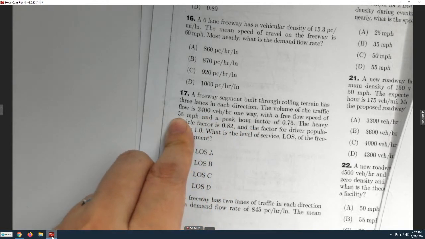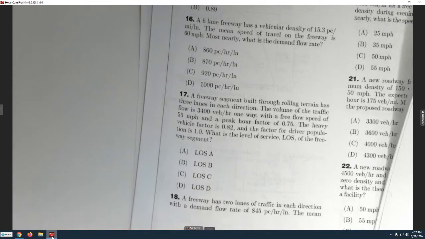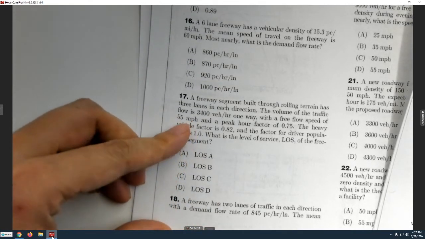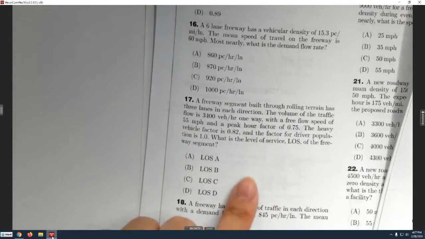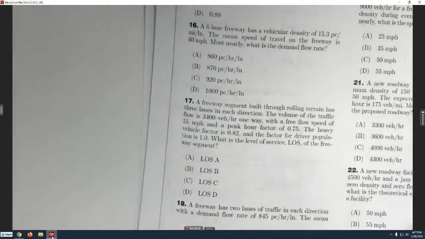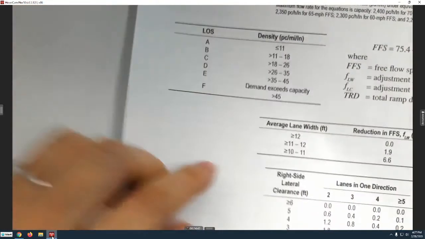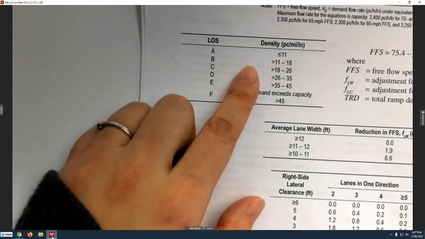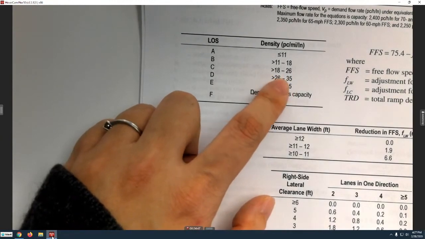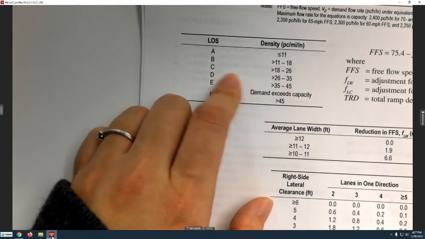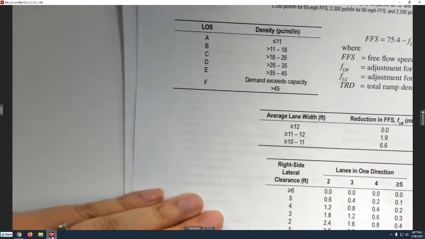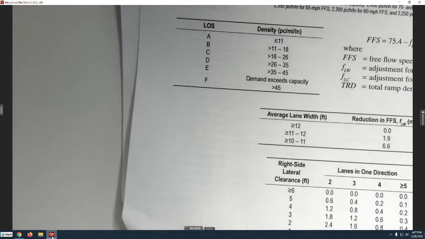Then you do the calculation for speed. Speed is also given, 55 in this case. So to do the calculation, you find out the density is 33.5. When you check this table on page 176, it will give you 33.5 is in this level. So level of service E. Everything about free flow, freeway level of service, capacity calculation, all the equations are here. Okay.